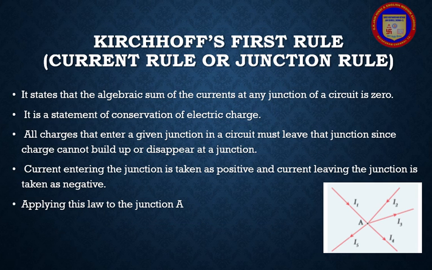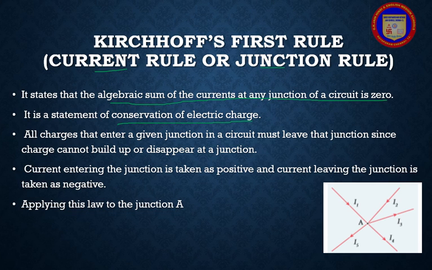Next is Kirchhoff's rules. Ohm's law is useful only for simple circuits. For more complex circuits, Kirchhoff's rules can be used to find current and voltage. There are two generalized rules: Kirchhoff's current rule and Kirchhoff's voltage rule. Kirchhoff's first rule, current rule or junction rule, states that the algebraic sum of the currents at any junction of a circuit is 0. It is a statement of conservation of electric charge.